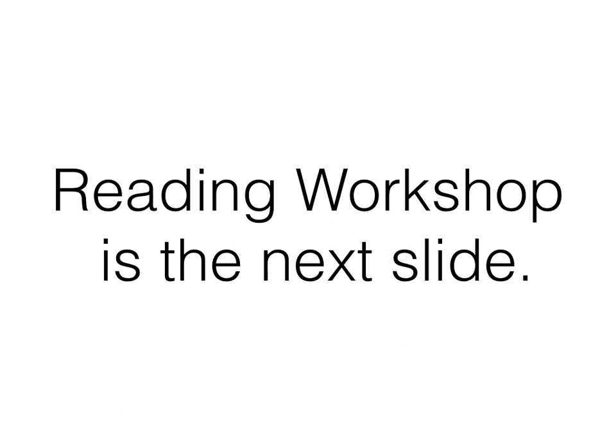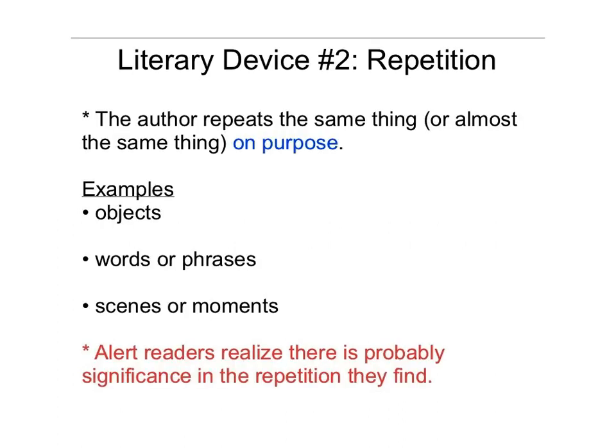The next slide is reading workshop. And today, as the kids are reading, I asked them to analyze what they're reading for any examples of repetition. That's when the author repeats something on purpose. I've said to the kids before that if they're noticing the same word, phrase, or object, it's not because the authors are lazy and can't think of other words. It's almost always done for a specific purpose.